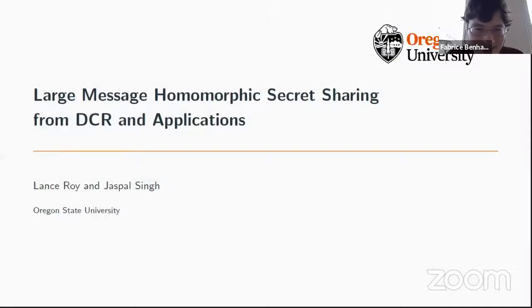Large message homomorphic secret sharing from DCR and application. And this is a paper by Jaspal Singh and Lawrence Roy. And Jaspal is giving the talk. Thanks. Sorry to switch the program like this. That's fine. Is my screen shared?